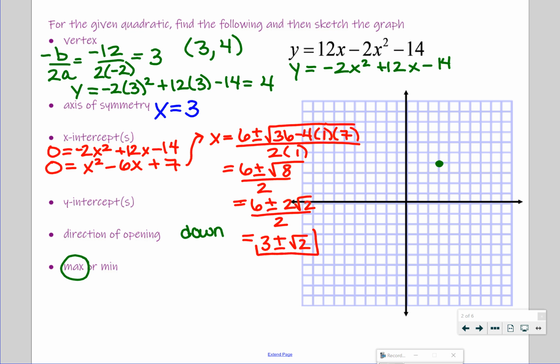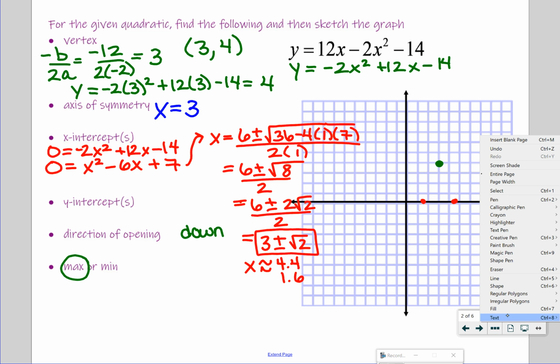So those are going to be your exact x-intercepts. Now you can, for graphing purposes, approximate those. Square root 2 is about 1.4, so 3 plus 1.4 is going to give me about 4.4. 3 minus 1.4 is going to give me about 1.6. So I can graph those here and here.